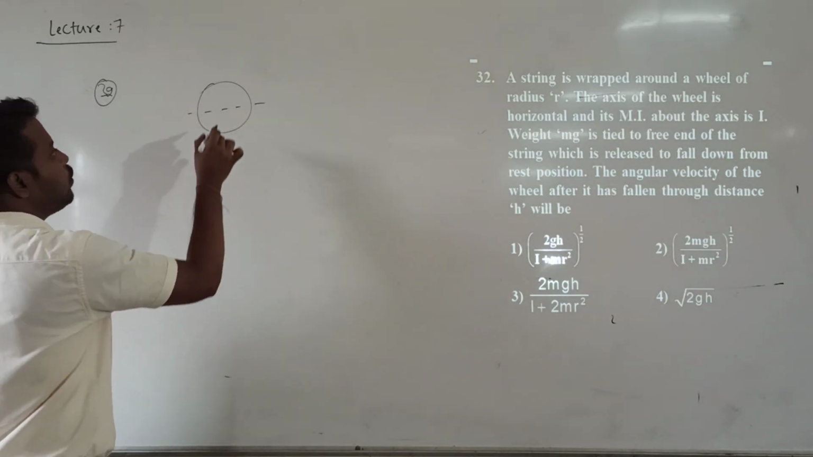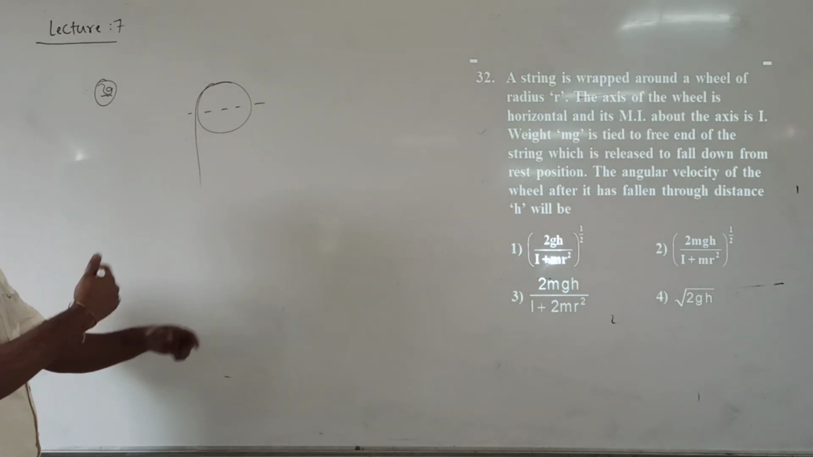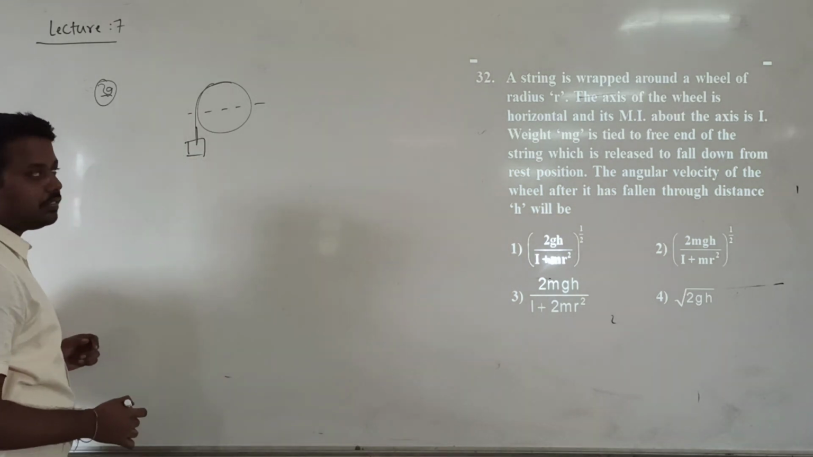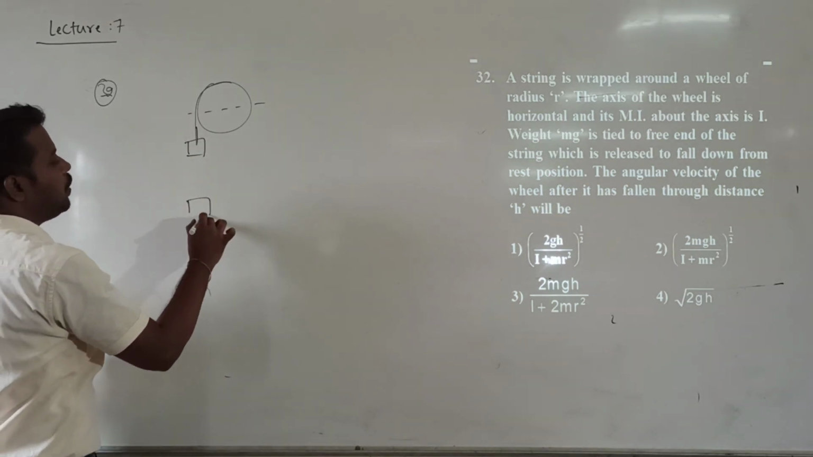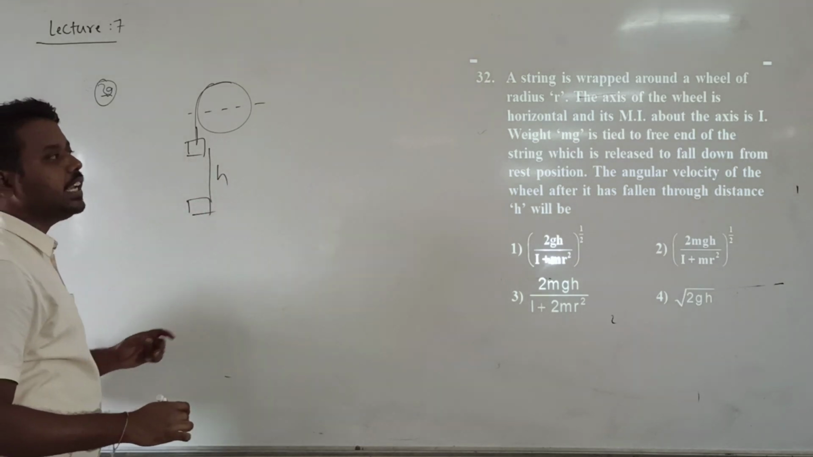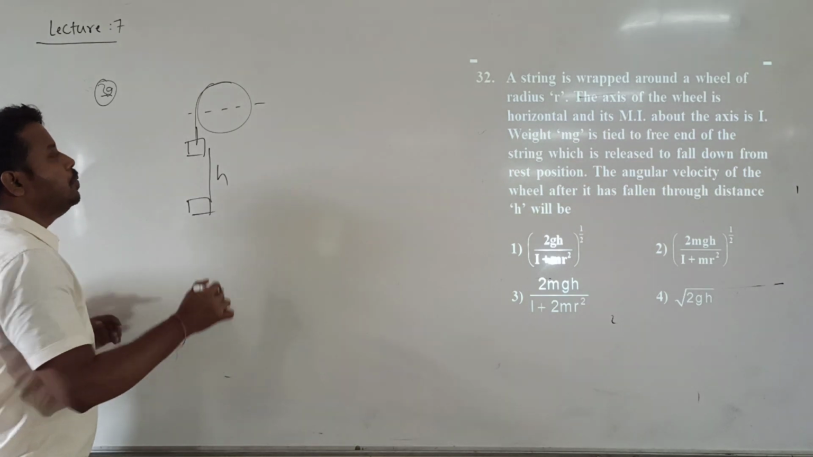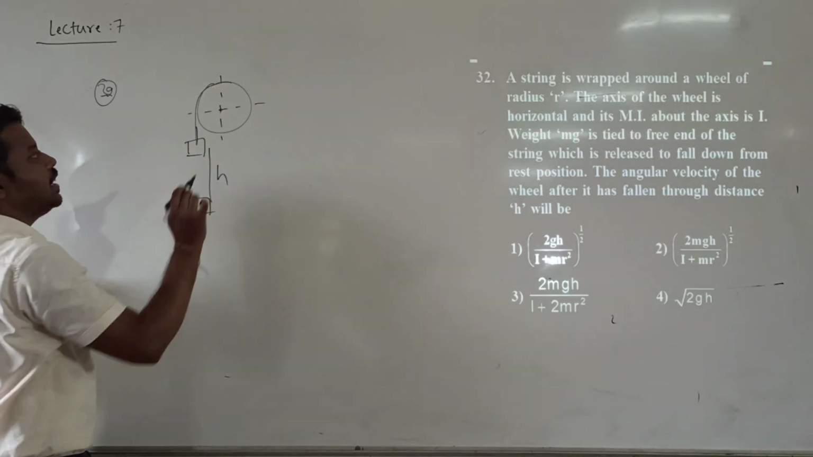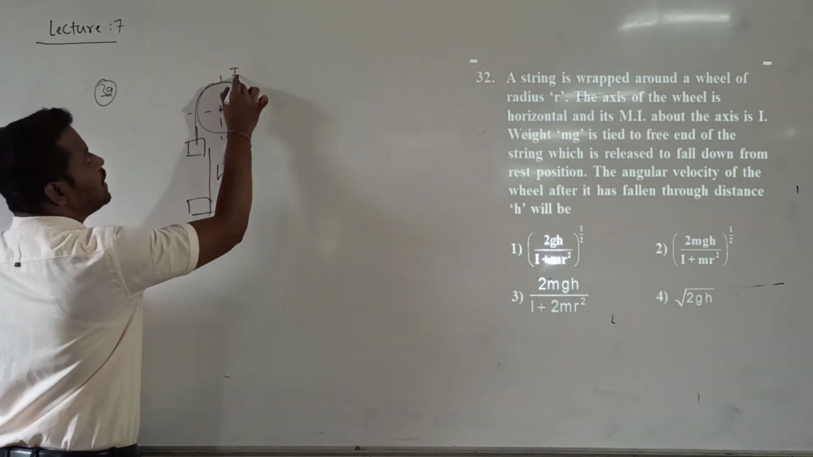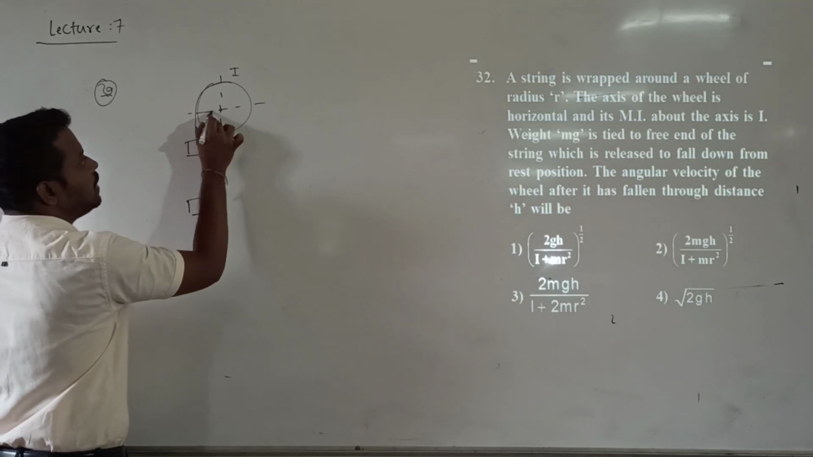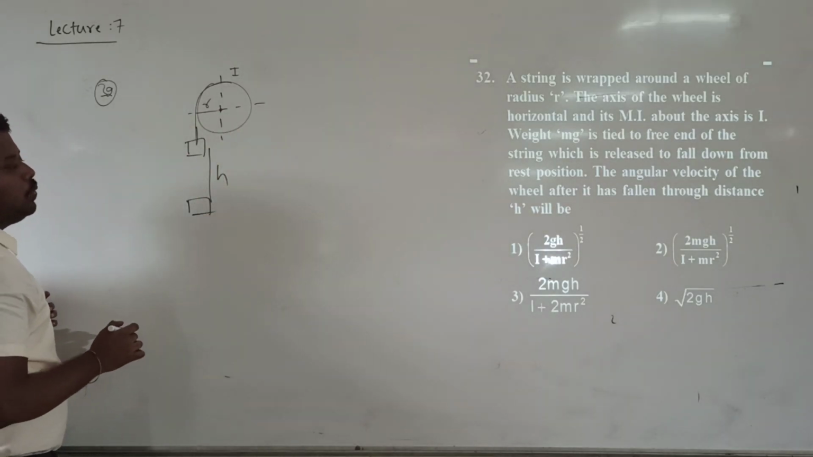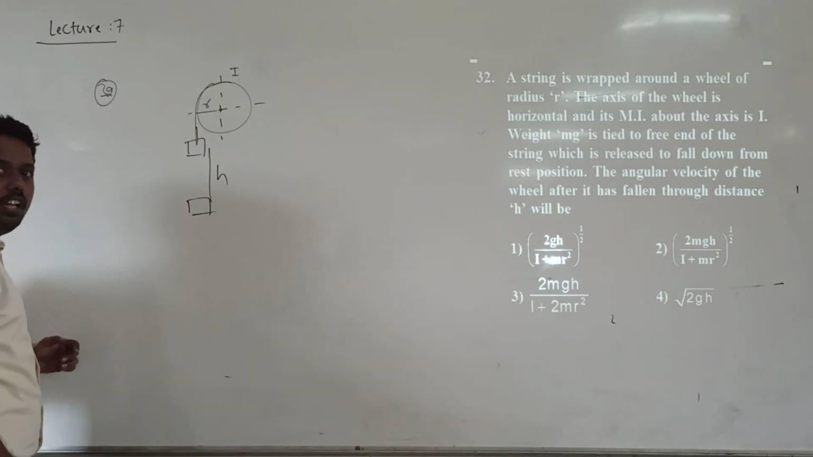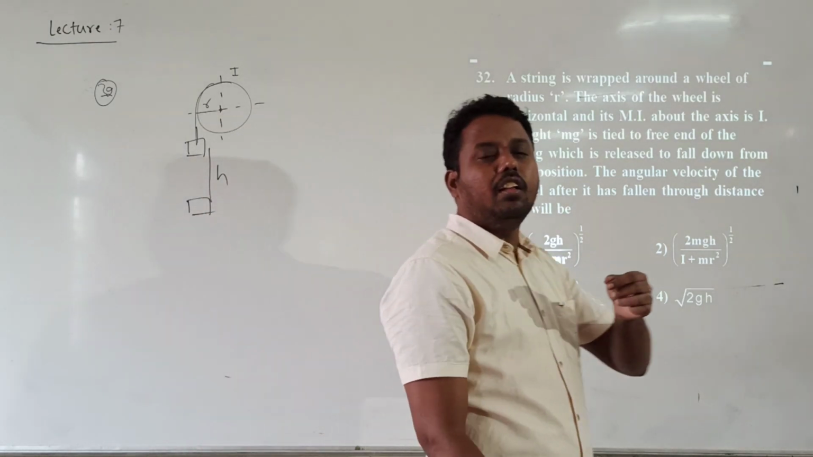What they did is they wrapped one string around that wheel. One end of the string is connected to a block. Now the block falls through a height h. They are asking what the angular velocity of this wheel is. The moment of inertia of this wheel about this axis or this axis, which are symmetrical and both the same, is given as I. This distance is r. We want to calculate the angular velocity of this wheel when the block of weight mg has fallen through a distance h.